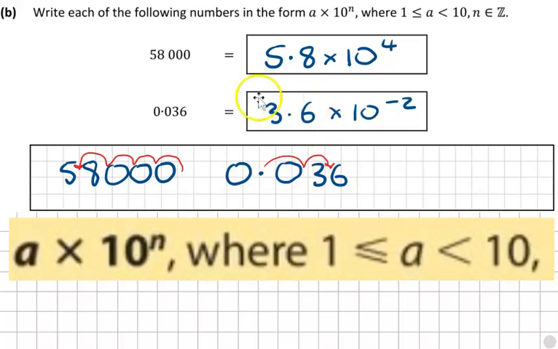So when we have a small number, we end up with a negative power. Some people like to learn that if you move the decimal to the left, you end up with a positive power, and if you move the decimal to the right, you end up with a negative power. Or you can just think that if you have a big number, like 58,000, you end up with a positive power, and if you have a small number, like 0.036, you end up with a negative power.